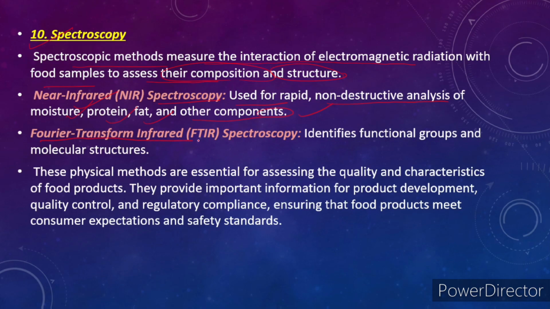Fourier transform infrared spectroscopy is a technique that uses infrared light to identify the chemical composition of the sample and its structure. It is used to analyze solids, liquids and gases. It also identifies the functional groups and the molecular structure.